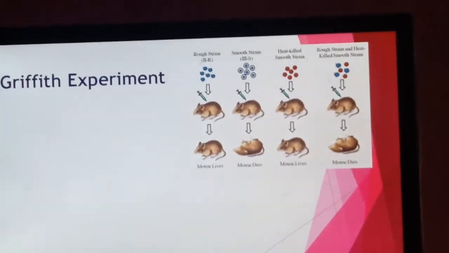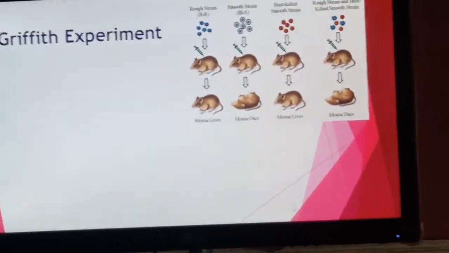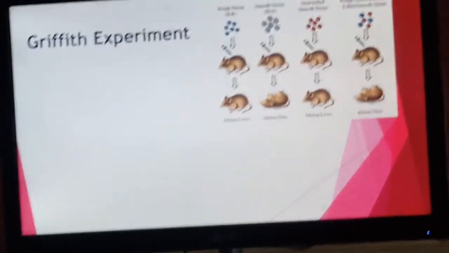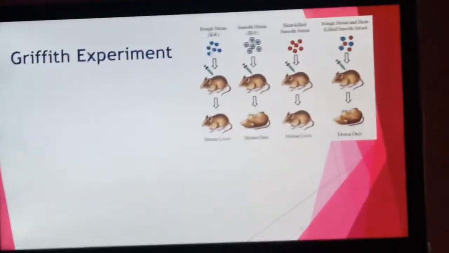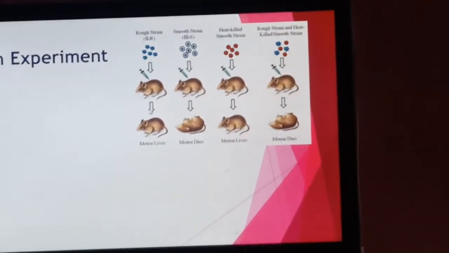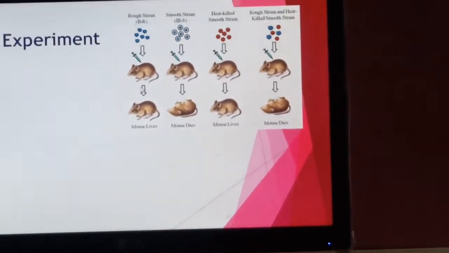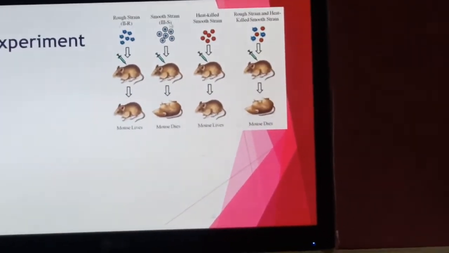So in his experiments, he has taken a first set of mice. To one set he has given the rough strain. As you see in the figure, he injected the rough strain into the mice. The mice were alive because it is non-pathogenic in nature. In the second group he injected the smooth strain, that is the bacterium carrying the capsule. What happened is that the mice got infected and died.